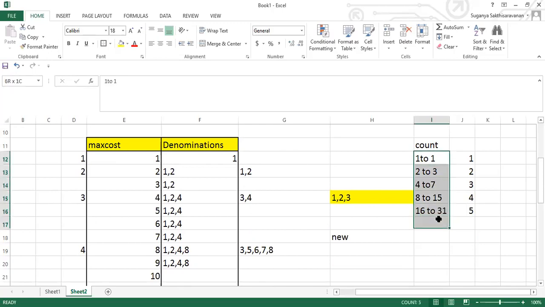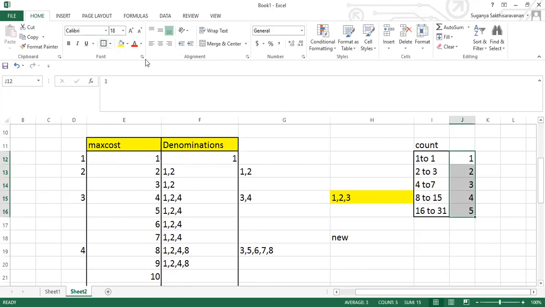So what is the relationship between these two? If you crack this one, you can identify it easily. What is the relationship between the count of coins and the range? A simple thing you can understand here is, what is this? This is literally 2 to the power of 0, 2 to the power of 1, 2 to the power of 2, 2 to the power of 3. This could be the number of coins.